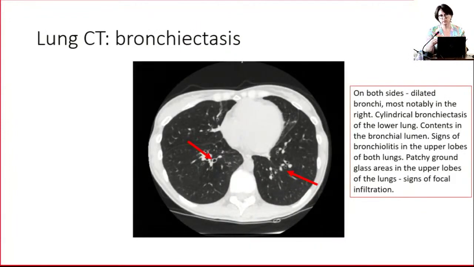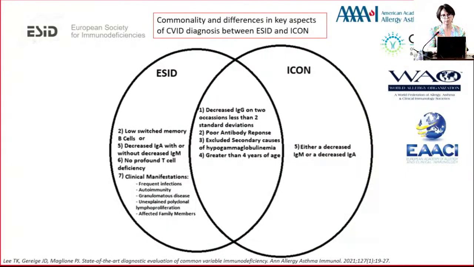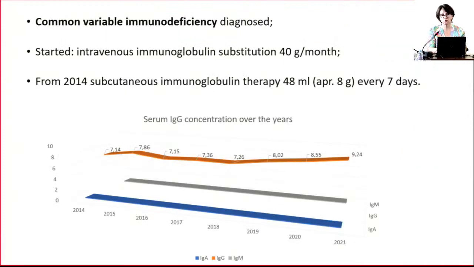So we investigated other organ systems. We did a lung CT scan and found bronchiectasis, which is very typical for chronic, long-standing infections, meaning there are already changes of the anatomy of the bronchi. Based on our findings and the criteria, which differ slightly between ACID and ICON, she fulfilled the criteria for common variable immunodeficiency, and she was started on intravenous immunoglobulin G substitution first, and later, when it became available, subcutaneous immunoglobulin therapy.